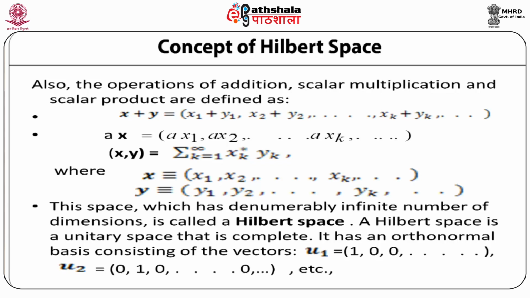Then we come to scalar multiplication. Let us define a scalar a and a sequence of numbers, that is an infinite sequence x, such that ax is equal to the sequence a x1, comma, a x2, comma, and so on, a xk, comma, and so on till infinity.